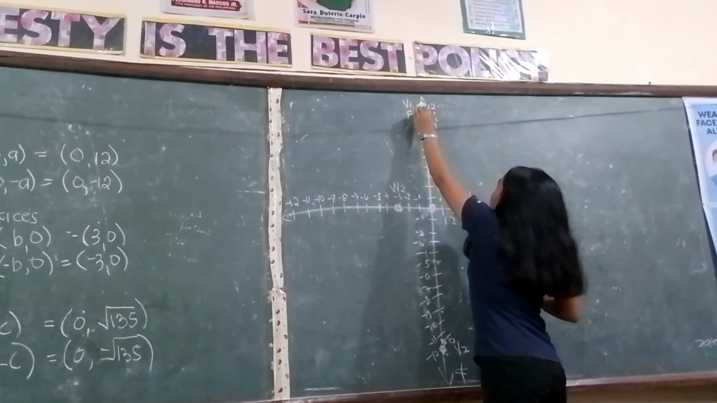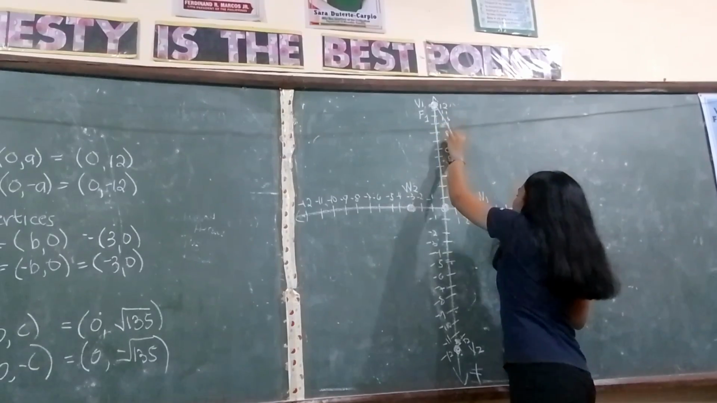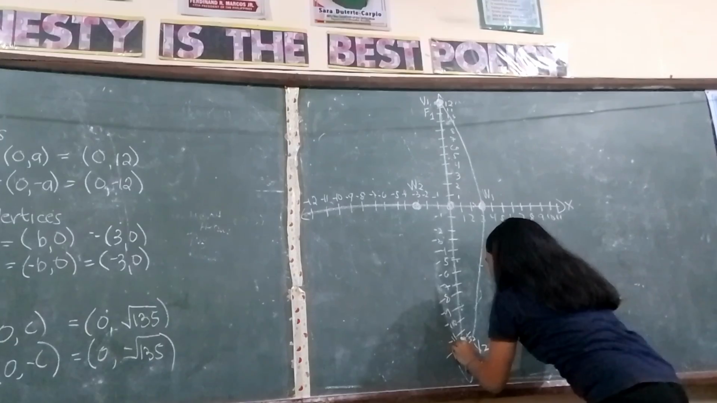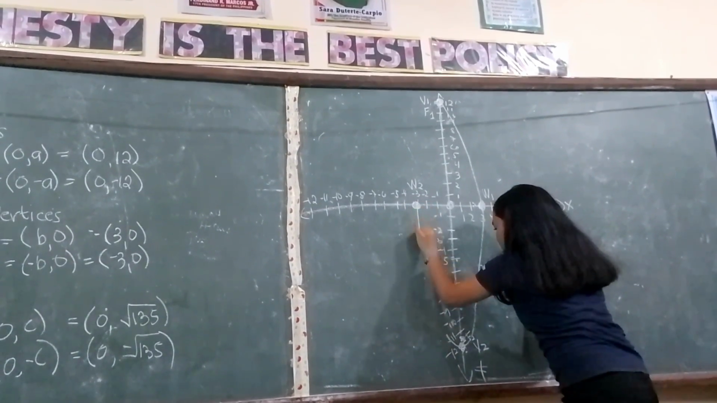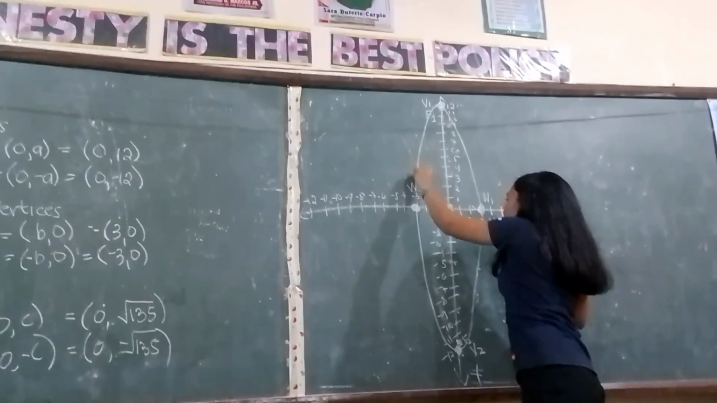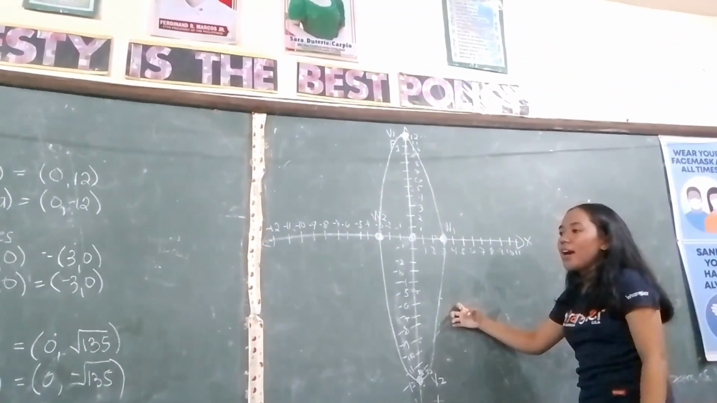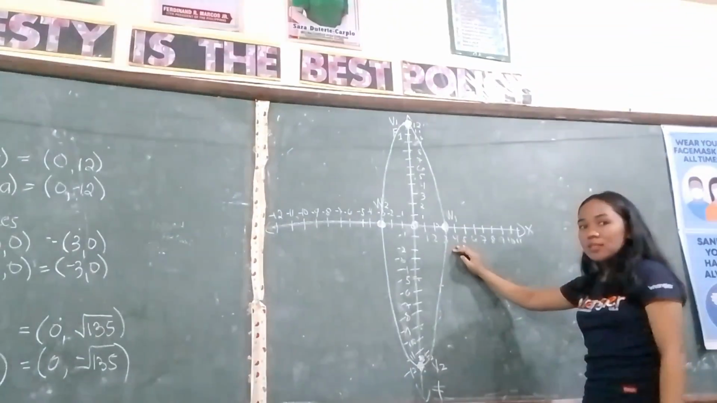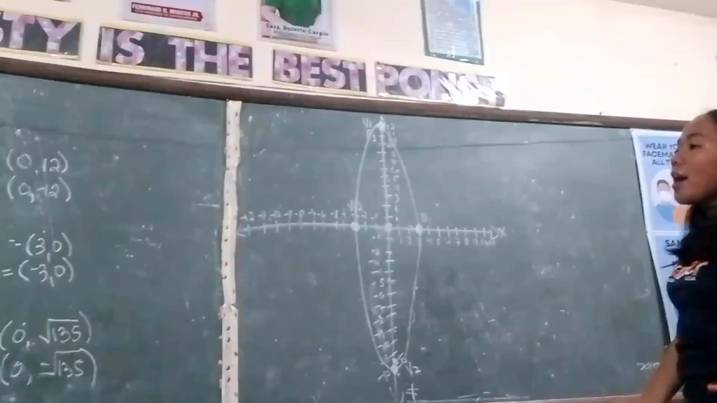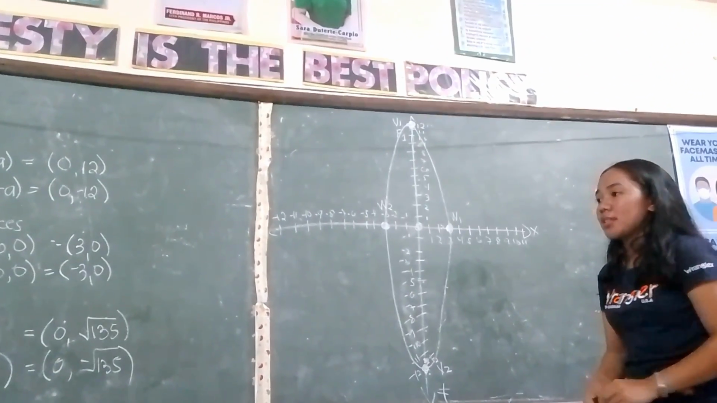So we have here to sketch our ellipse. Okay, so here is our ellipse, and as you can see, it is an ellipse of the standard form x squared all over 9 plus y squared all over 144 is equal to 1.